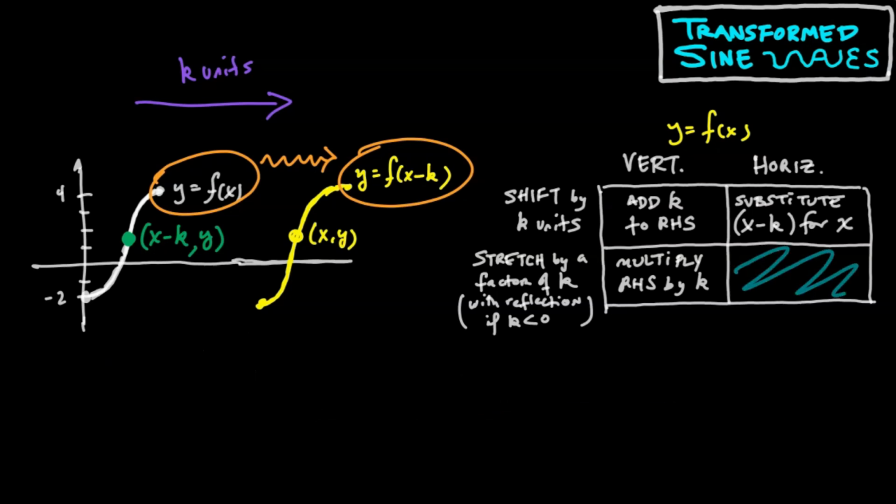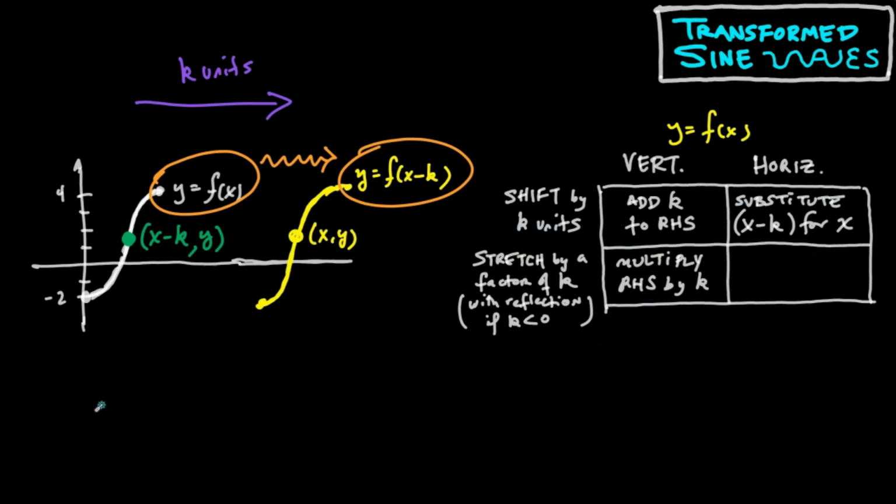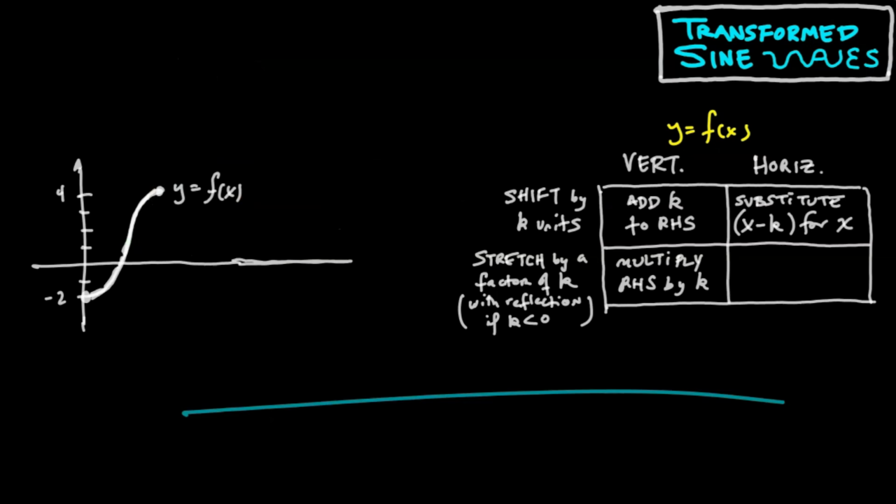Now, the last cell of our table, horizontal stretches by a factor of k. To save time, I am not going to go through the argument. You should be able to figure it out yourself now. And I strongly encourage you to do just that. It's the same kind of argument.